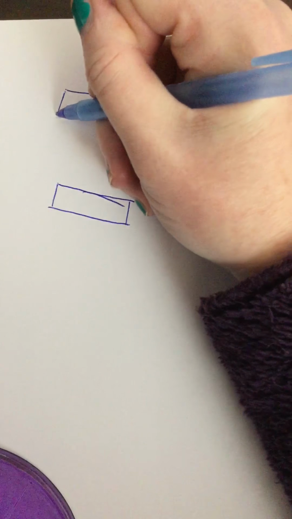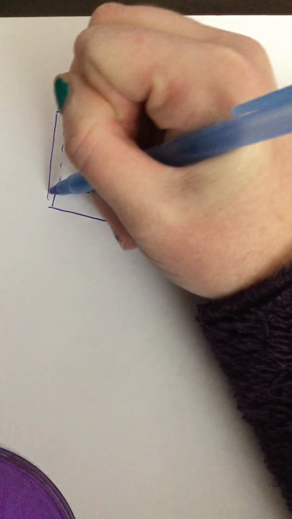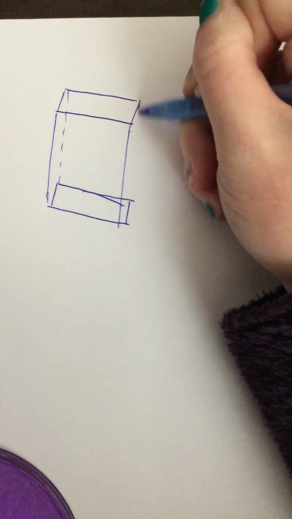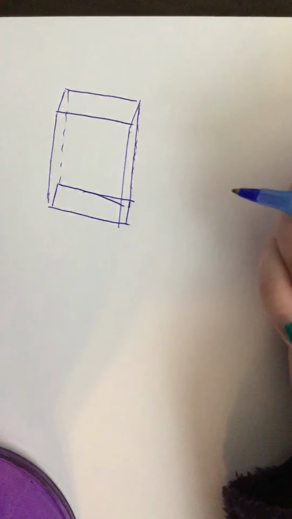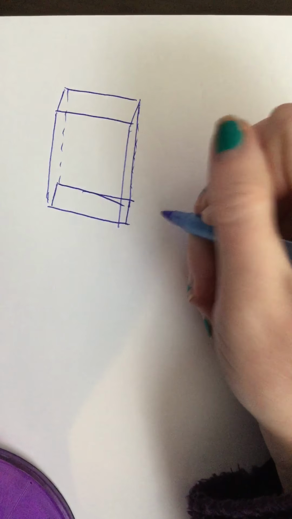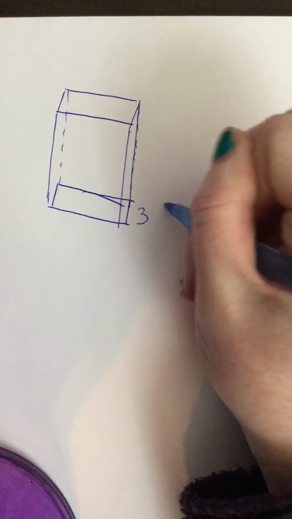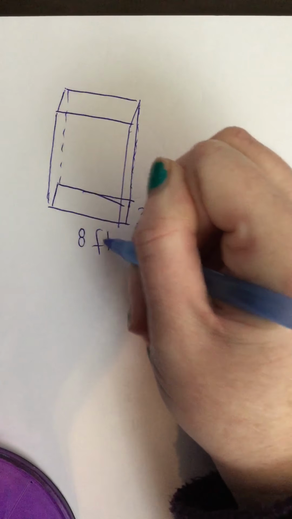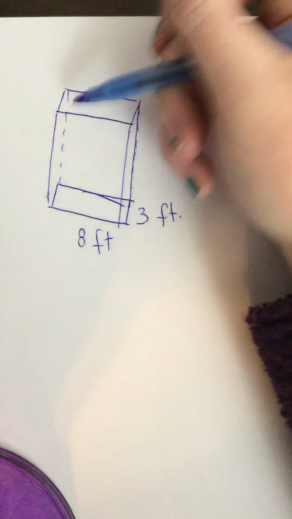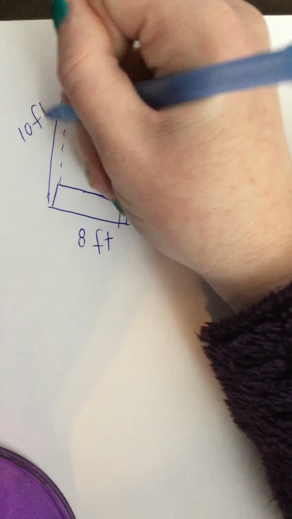All right, and then we're going to connect the sides. Oops, that's not dotted, that's straight. All right, and again, it's not going to be to scale, but that's okay. This is going to be 3 feet. This is going to be 8 feet. And this is going to be 10 feet.